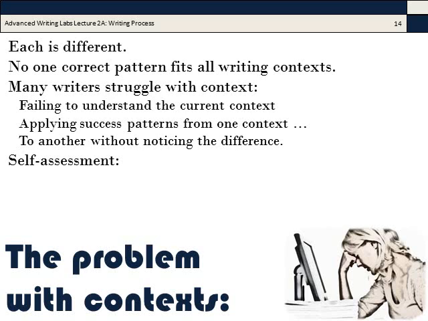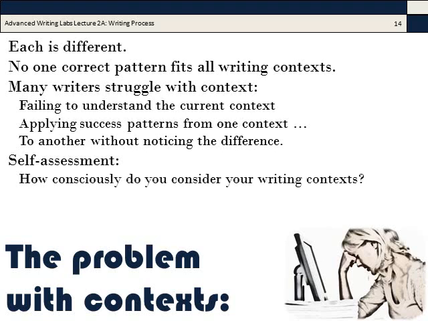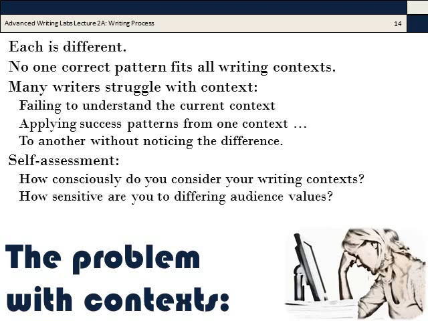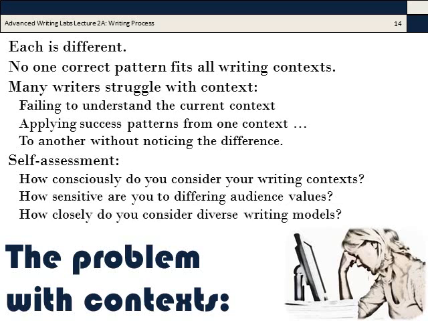You need to do some self-assessment about this. How consciously do you consider your writing contexts when you sit down to write? How sensitive are you to differing audience values in different situations? How closely do you consider diverse writing models, or do you just always basically write the same kind of text?